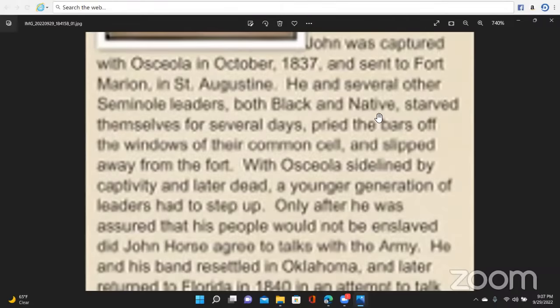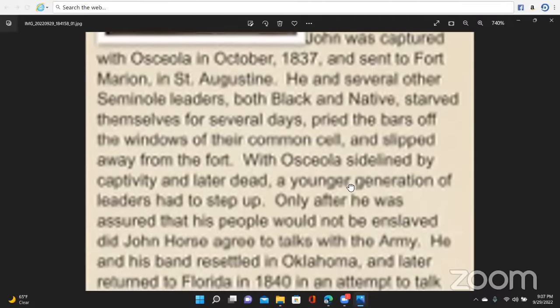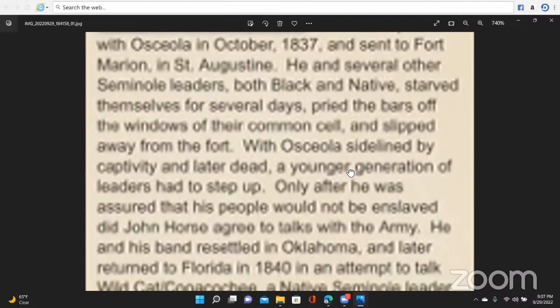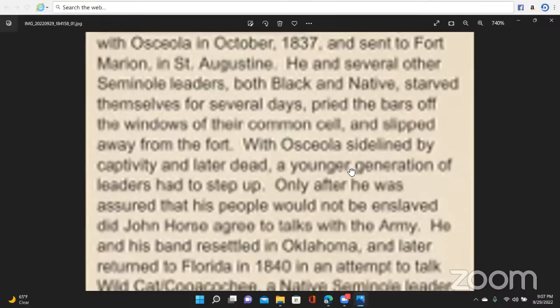All right, it said they starved themselves for several days, pried the bars off the windows of their common cell and slipped away from the fort. With Osceola sidelined by captivity and later dead, a younger generation of leaders had to step up. This is our culture right here.